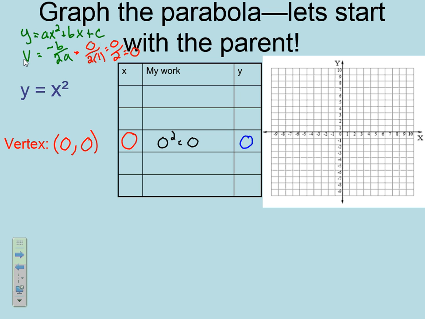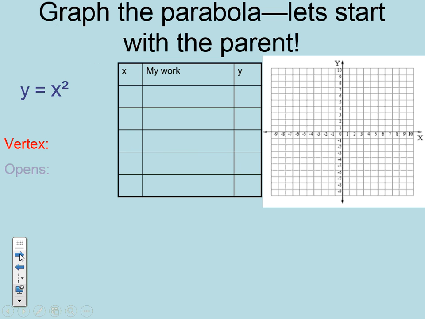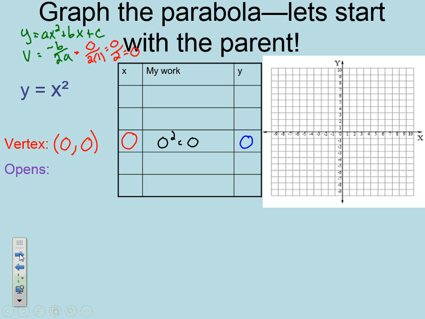Alright, once we know our vertex, we can do everything on our table and we can graph it, okay? Before we do that, I like to determine whether it opens up or if it opens down. Now, this is going to be the same as our absolute value ones. We're just going to look out in front. If it's a positive out here, it's going to open up. If it's a negative, it's going to open down. Since this is a positive x squared, this one is going to open up.